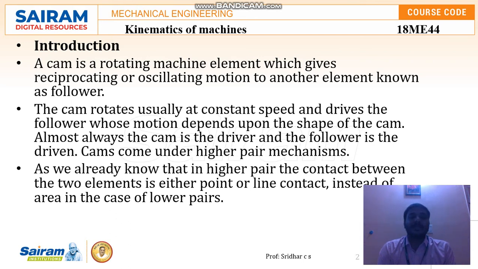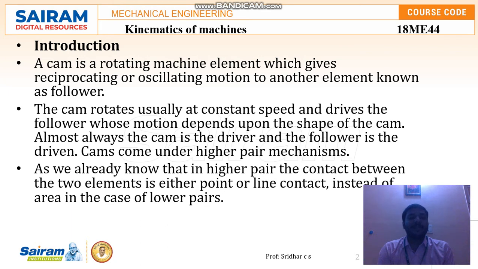So cams come under a higher pair mechanism. As we know, higher pair means the two elements are in point or line contact. To differentiate between a lower pair and a higher pair: to transmit any motion we require two elements, and both elements should have relative motion. In a lower pair, the contact between the two elements will be a surface contact.